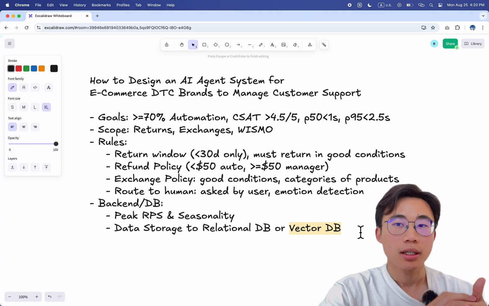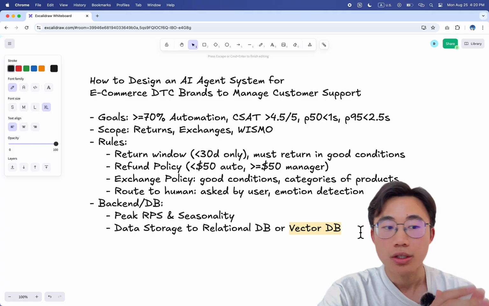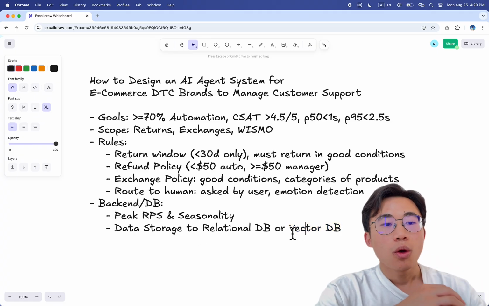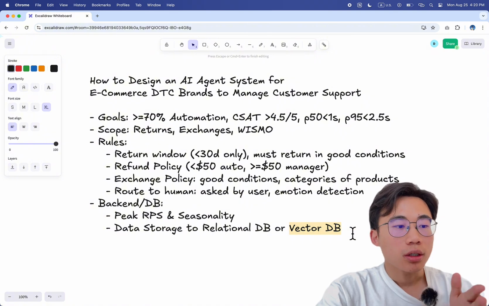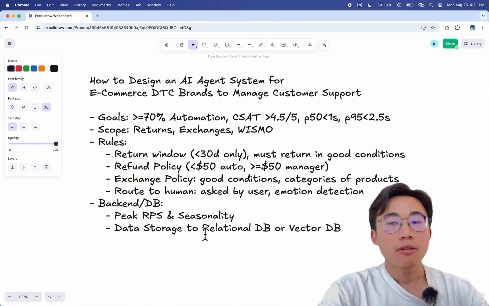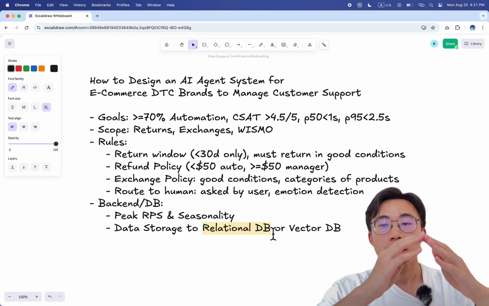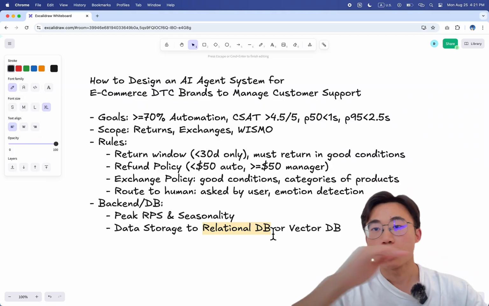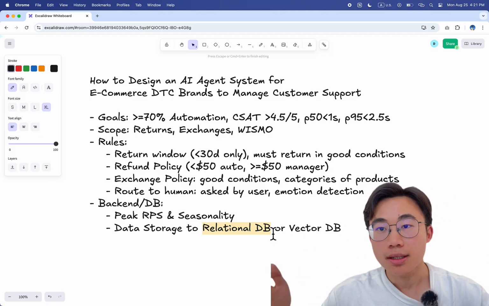So here's a concept we need to introduce for AI agents, which is the vector database. What it really means is that traditionally, we define data tables in, imagine you have an Excel sheet. There are rows and columns. Every column means a different feature.